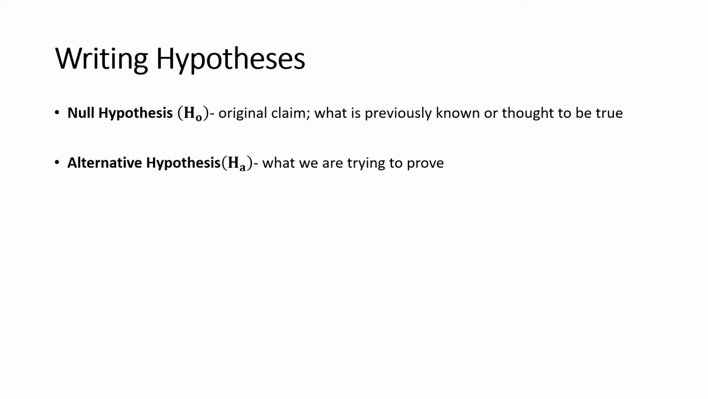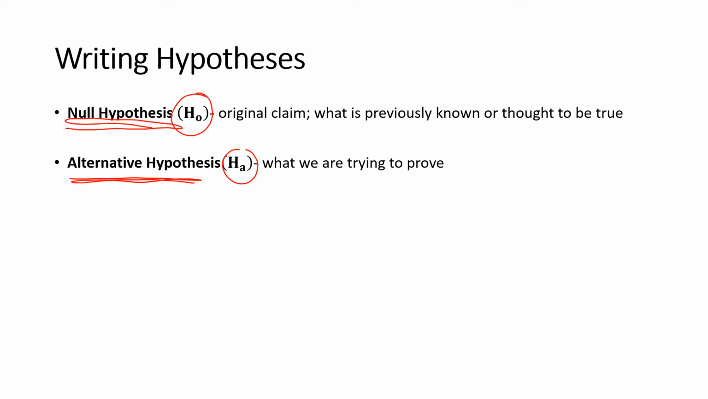Now, when you write a hypothesis for a significance test, there are two hypotheses that you're going to write. The first one is called the null hypothesis. That's this symbol here, H0, the null hypothesis. This is just your original claim. This is what is previously known or thought to be true. It's always kind of your control, that there is no effect. This is your basis or your foundation. And then your alternative hypothesis, your HA, is whatever it is that you're trying to prove.